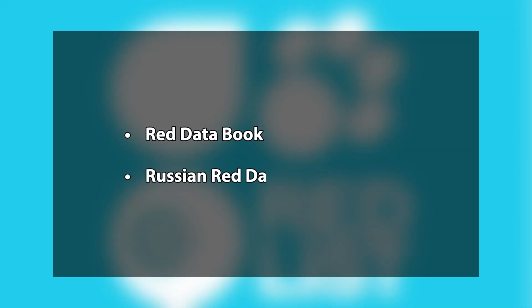Next, we have global versus national Red Data Books. First, it is global. The IUCN Red List is the global standard assessing the status of species worldwide. Then we have the national. Many countries or regions maintain their own Red Data Books, for example, India's Red Data Book of Indian Animals or the Russian Red Data Book, which focuses on species specific to their territory.